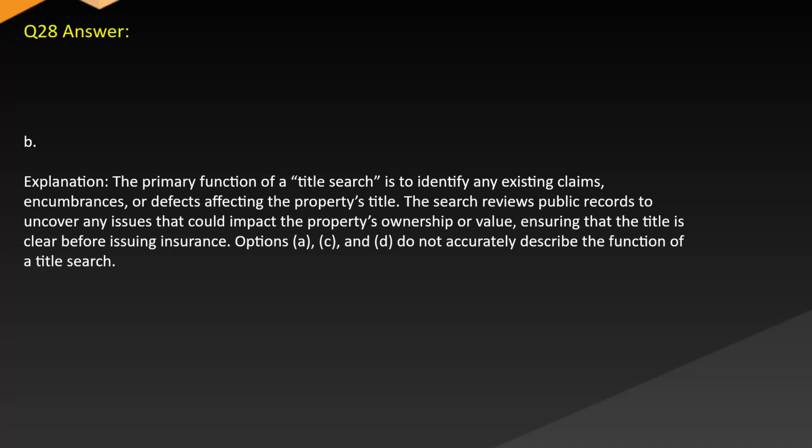Answer B. Explanation. The primary function of a title search is to identify any existing claims, encumbrances, or defects affecting the property's title. The search reviews public records to uncover any issues that could impact the property's ownership or value, ensuring that the title is clear before issuing insurance. Options A, C, and D do not accurately describe the function of a title search.